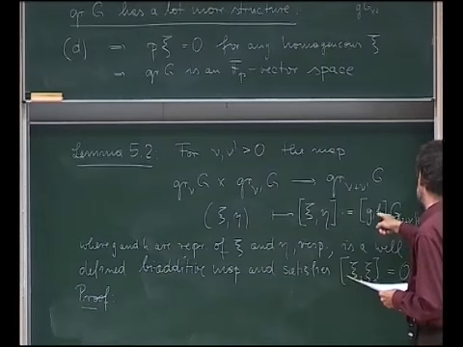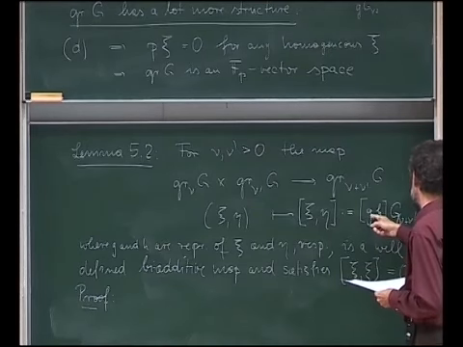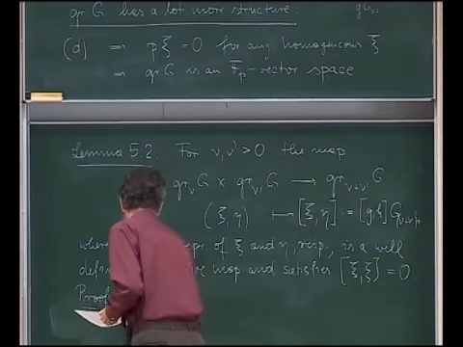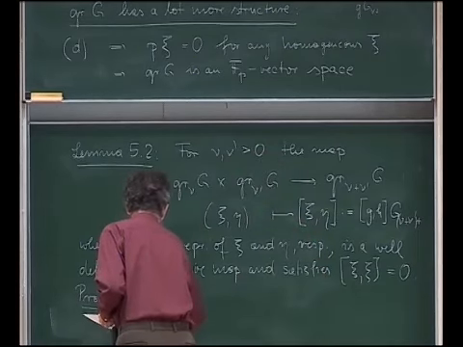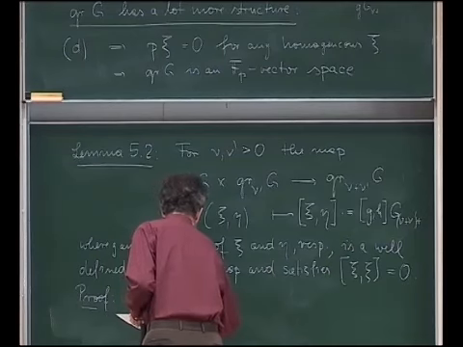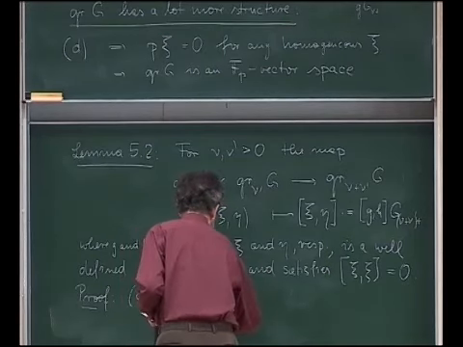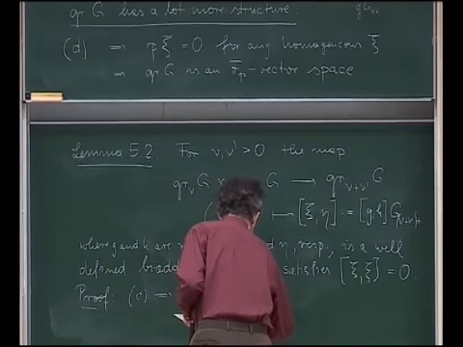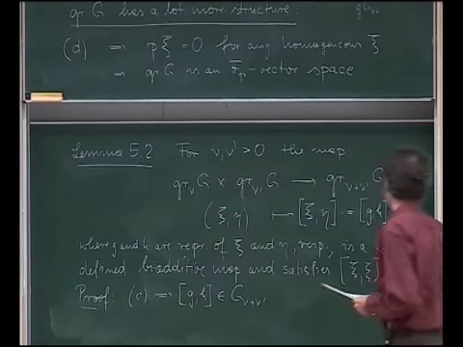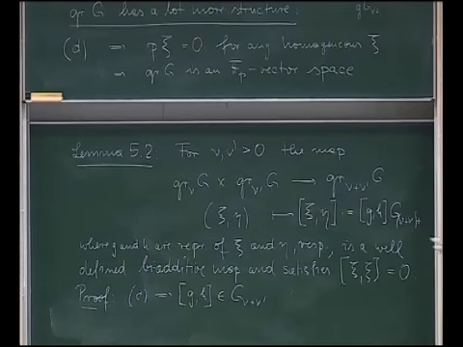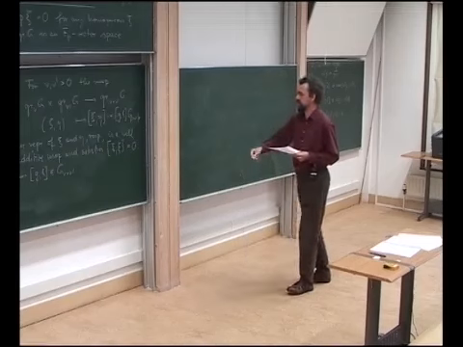Okay, so first of all, we have to show two things, maybe even three things, but the first one follows from C. C says that this commutator indeed lies in G_{nu+nu'}.